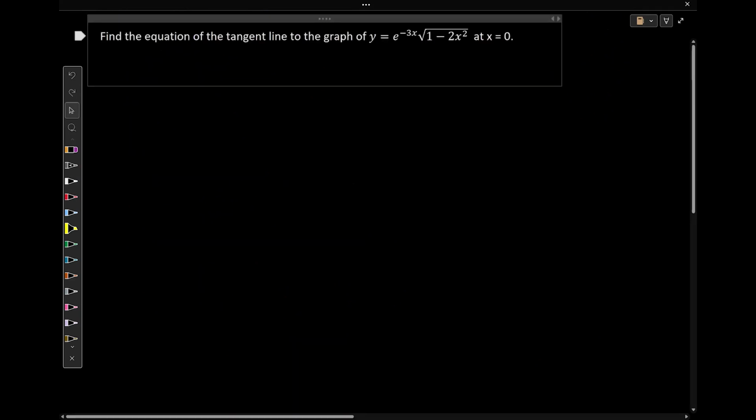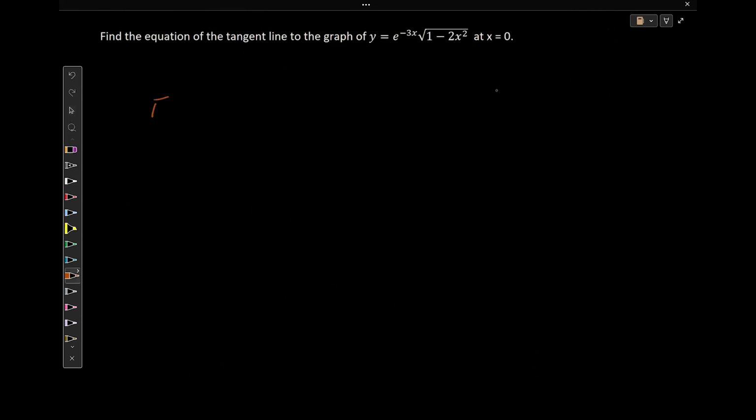So I have something a little bit more complicated. y is e to the negative 3x times the square root of 1 minus 2x squared. And we want to find the equation of the tangent line at x equals 0. Same thing, basically: find y prime, then get m at x equals 0, and whatever y we need to. But here y equals something.